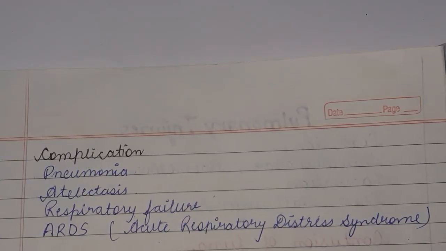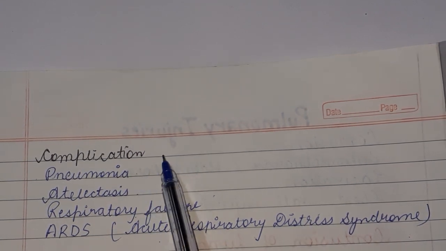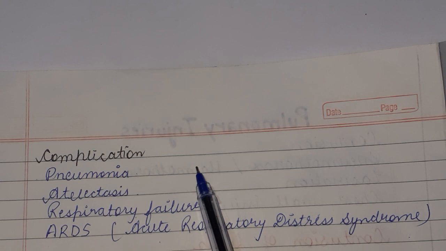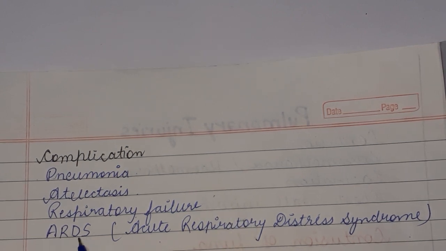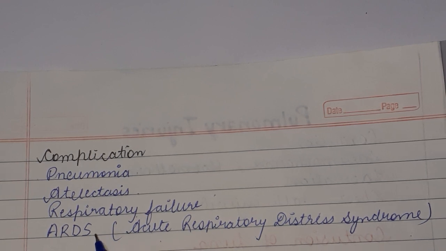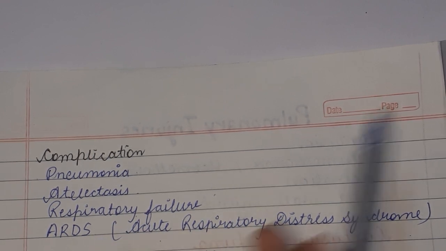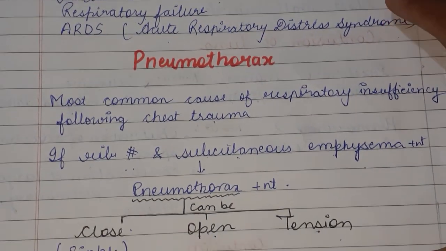Now the complications of the contusion of lung: it will cause pneumonia, atelectasis, respiratory failure or acute respiratory distress syndrome. So these all are the complications of the contusion of lung. Now the important topic of this video is pneumothorax.